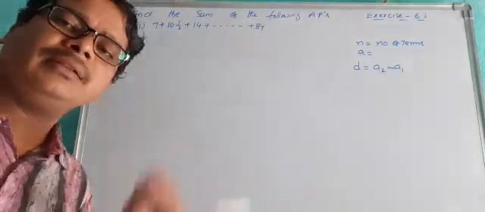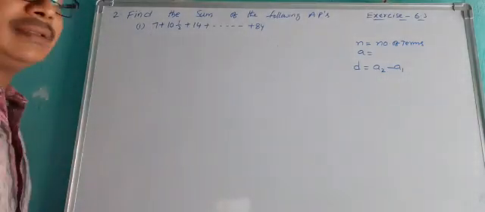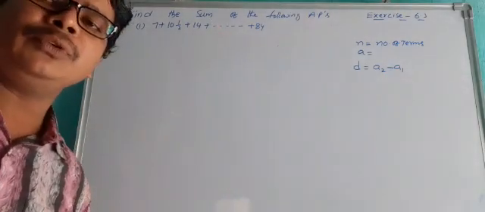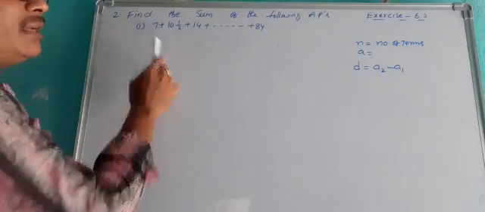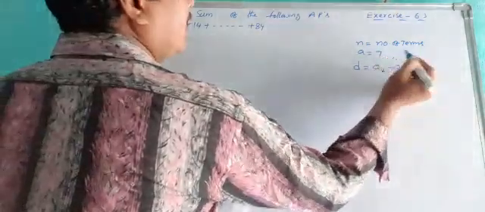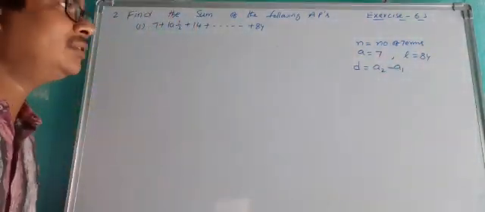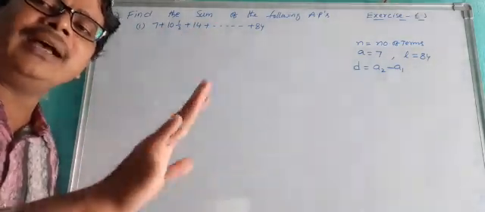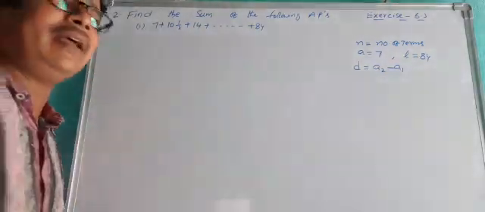Next one, the second sum of the same exercise: 7 plus 10 and 1 by 2 plus 14 plus so on up to 84. Here you know the first term, 7, and the last term, l equal to 84. Do you know how many terms from 7 to 84? We don't know. The value of n is not given, so you have to find n first.